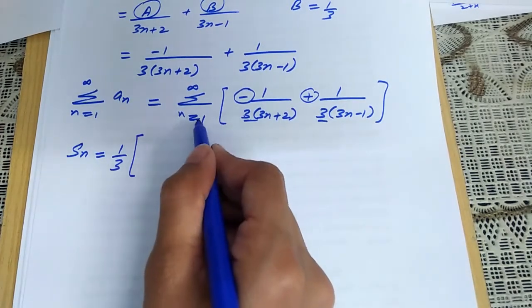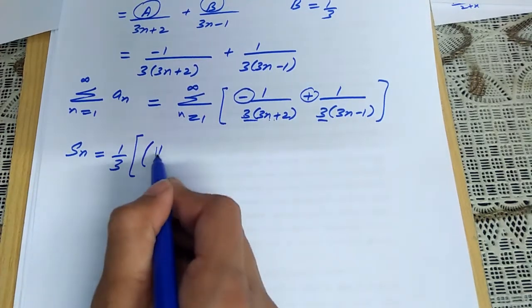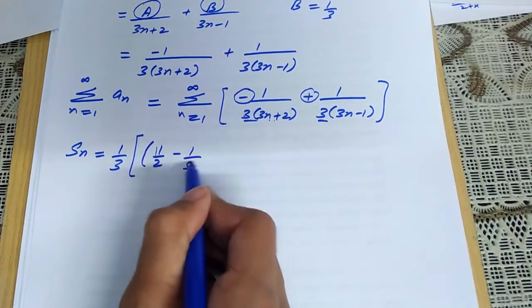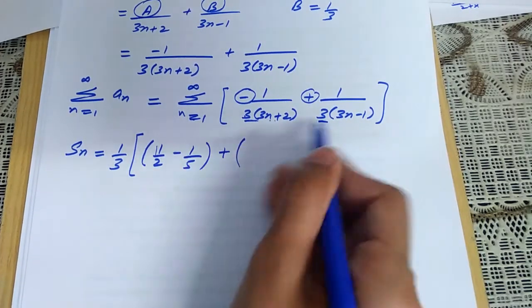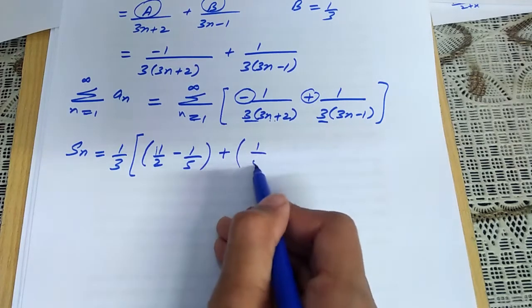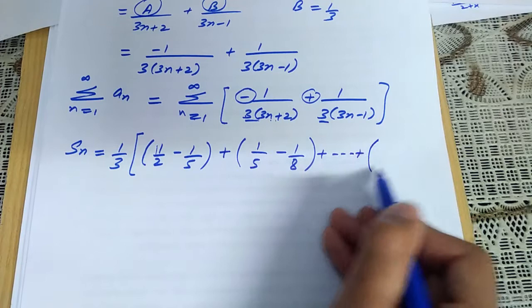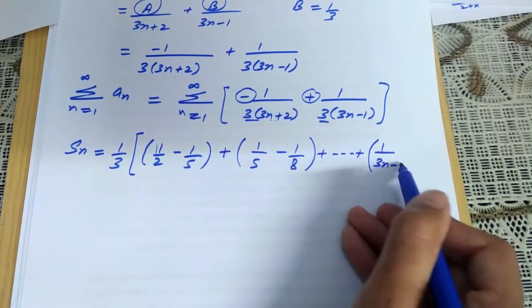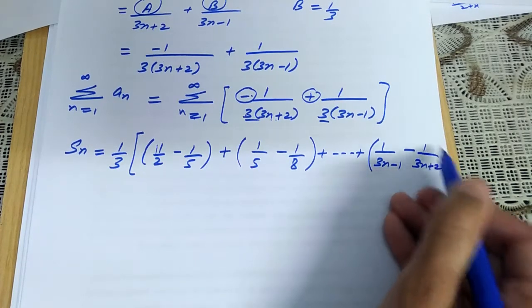Now put n equals 1 here and there as well. You will get 1 over 2 minus 1 over 5. Now plus, put n equals 2 here. You will get 1 over 5 minus 1 over 8. Plus, and so on, up till 1 over 3n minus 1 minus 1 over 3n plus 2.